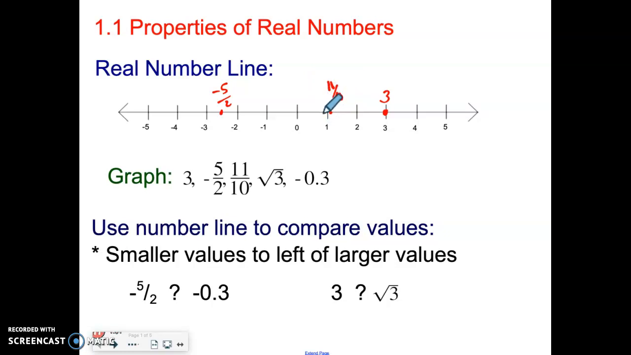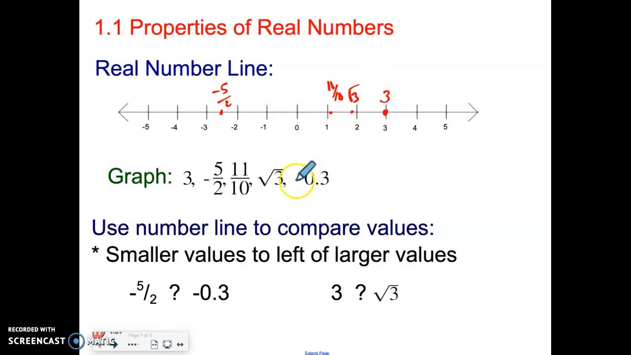Next one is the square root of 3, right? So the square root of 3 is somewhere between 1 and 2, and it's actually closer to 2 when you plug that into your calculator. So I'm going to go ahead and put that dot right about right here. Go ahead and plug it into your calculator if you're not sure what that value is.